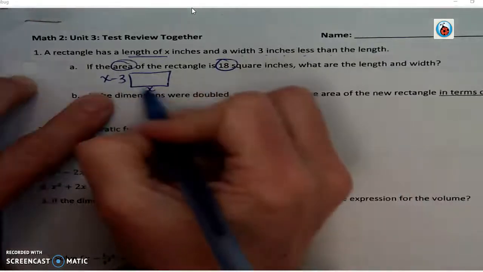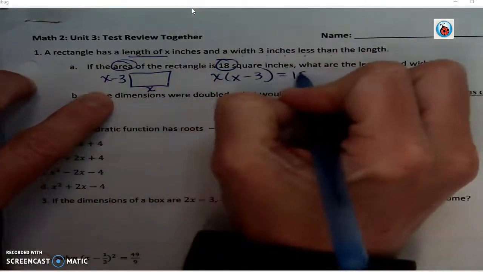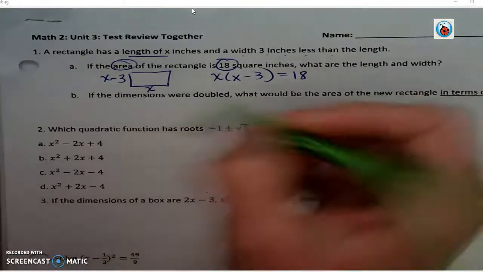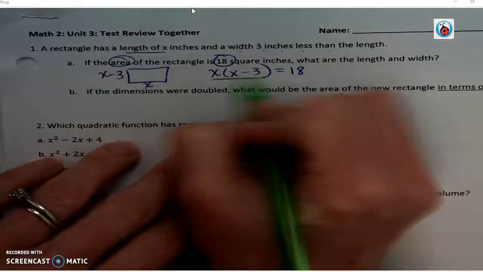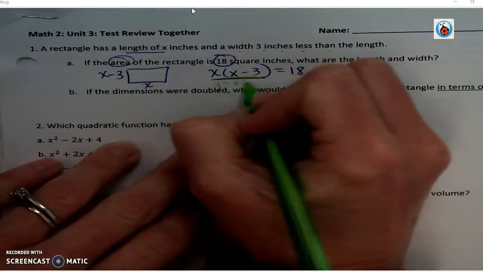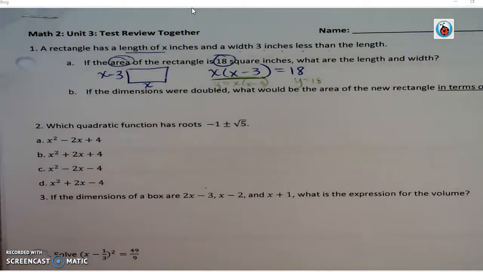So area means to multiply. So x times x minus 3 is going to equal 18. You could put this in Desmos. So you could do y equals x times x minus 3, and you could put in y equals 18 and see where they cross. But I am going to work it out by hand.